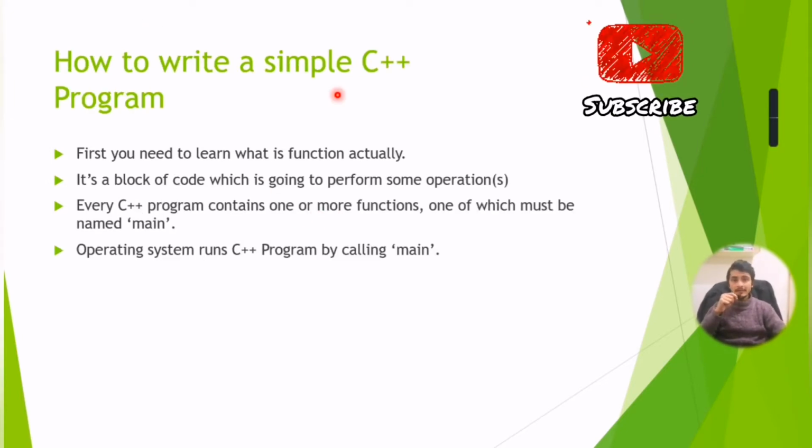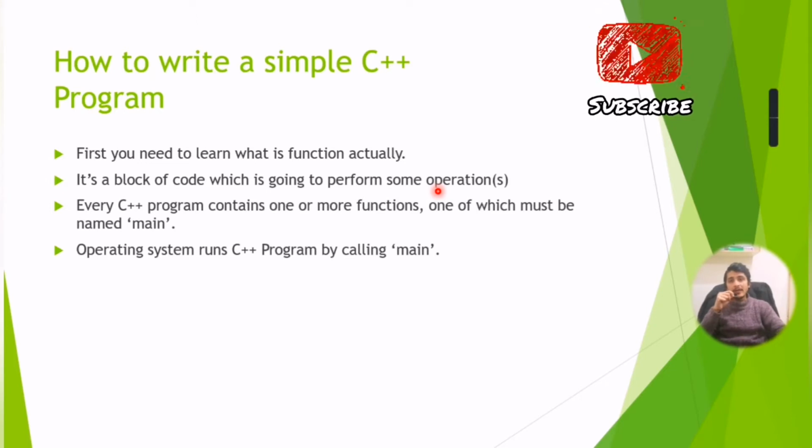So how to write a simple C++ program? First you need to learn what a function actually is. In order to learn C++, you will have to learn what a function is. It's a block of code which is going to perform some operations. A function is nothing but a block of code or set of codes. It's a block of code which is going to be executed, and it performs certain specific operations you require from that program.